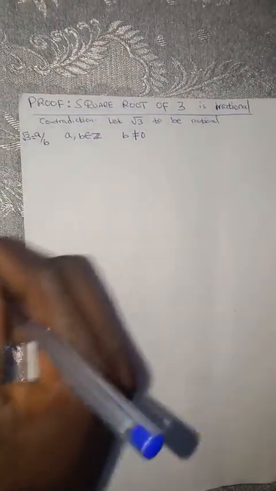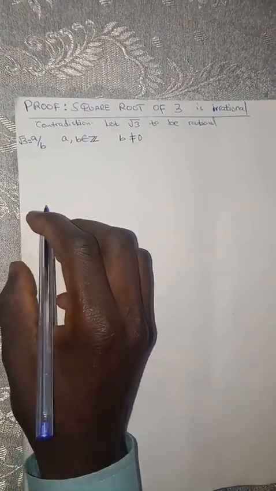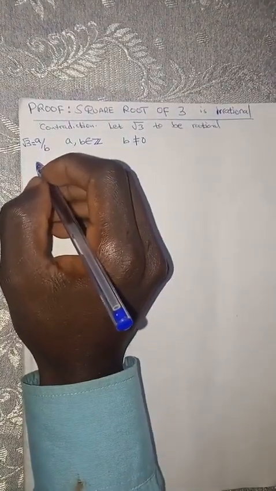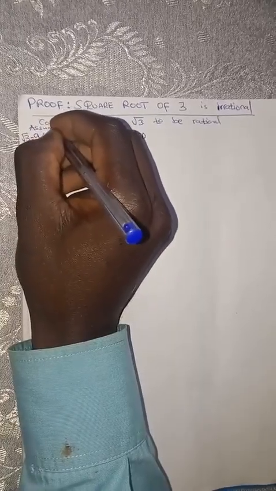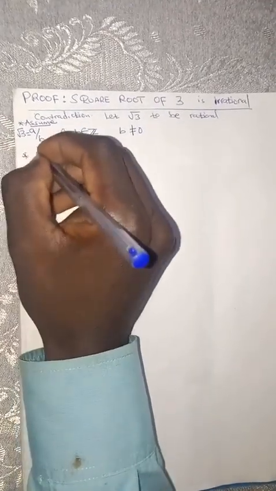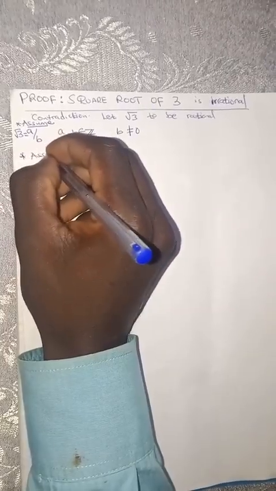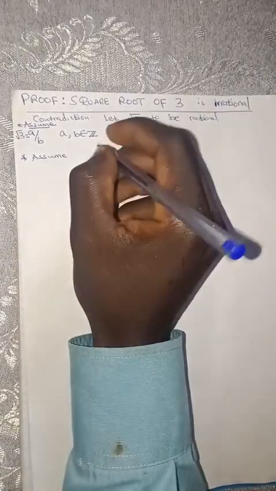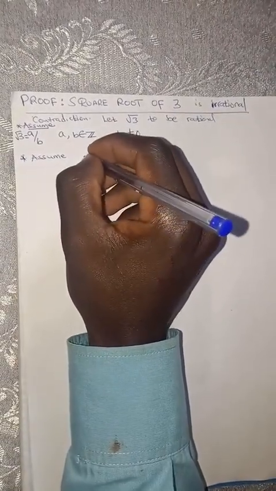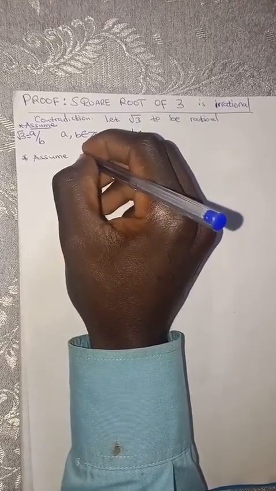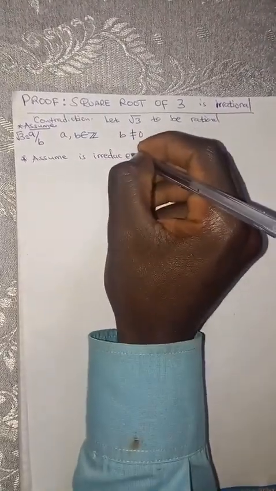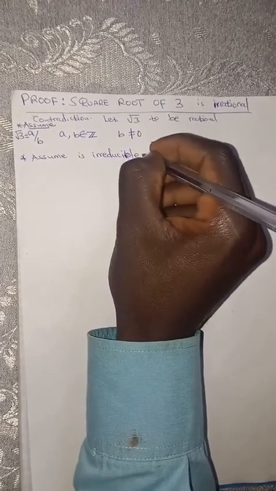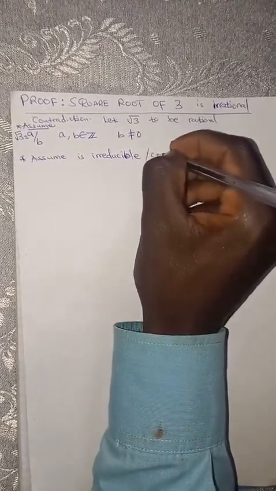That's if the square root of 3 is rational by assumption. The first assumption we make is that it can be represented as a fraction. It is rational. The second assumption, assume it is irreducible. Assume that the square root of 3 is irreducible. And what do you mean by saying it is irreducible? By saying it is irreducible, it means it is of co-prime numbers.